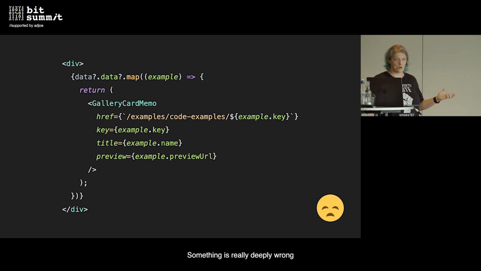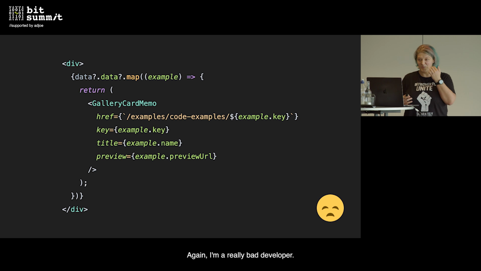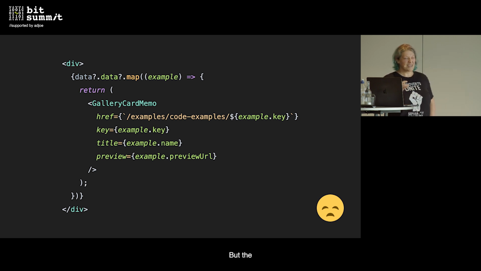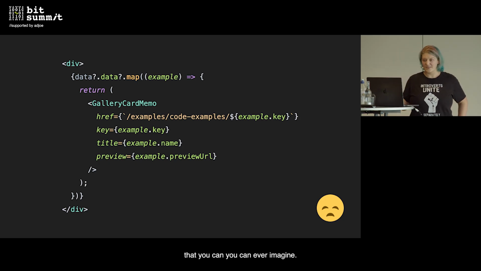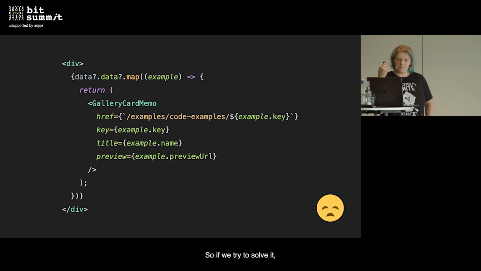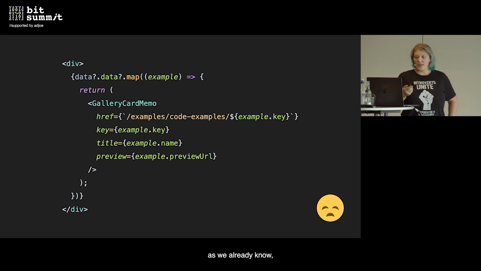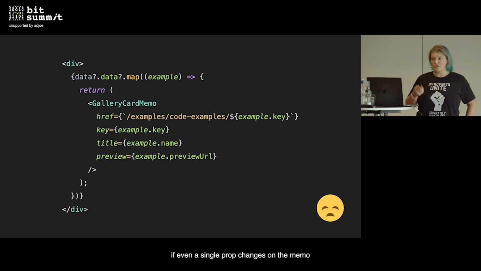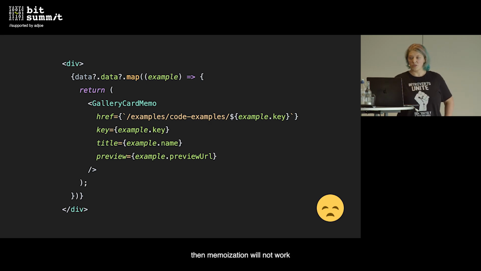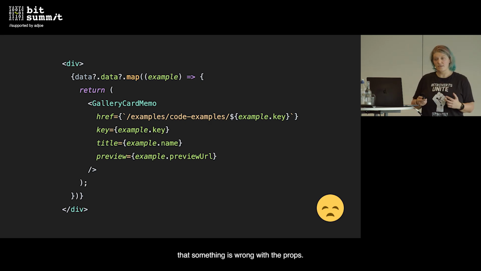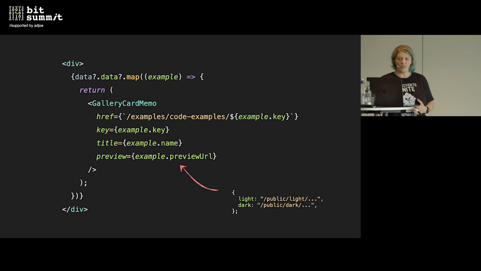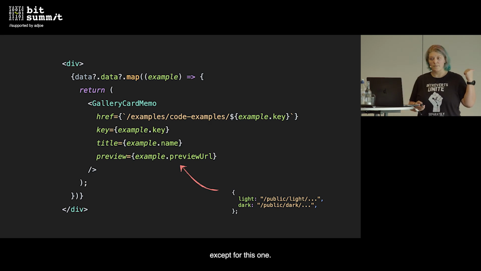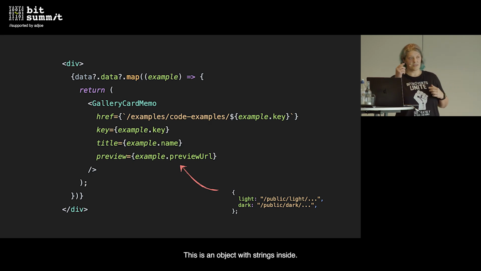Something is really deeply wrong with the code itself. Again, I'm a really bad developer. But the code is the most standard React code that you can ever imagine. So if we try to solve it, as we already know, if even a single prop changes on a memoized component, then memoization will not work, and re-renders will still happen. So it's logical to assume here that something is wrong with the props. All of them are primitives except for this one. This is an object with strings inside.